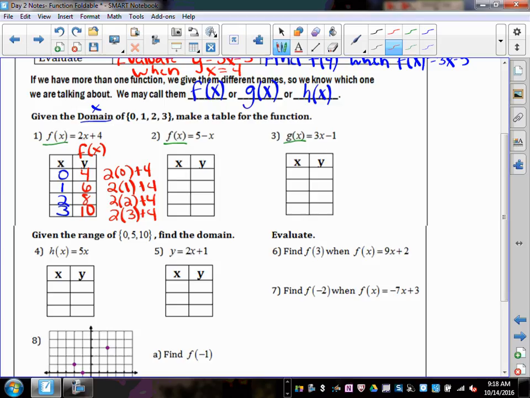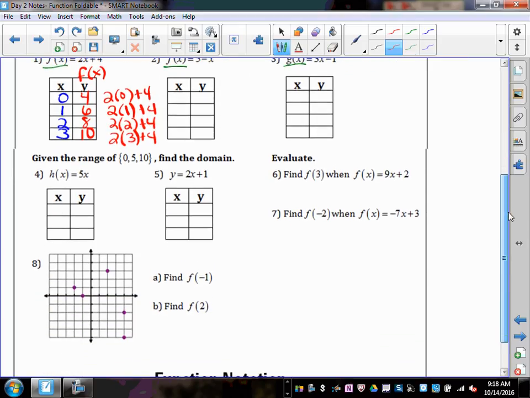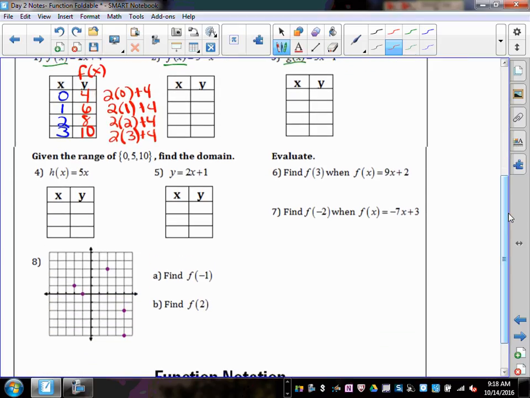Does that make sense there? Nothing's really changed, just different notation. All right, so now let's do number 4 here. Given the range, find the domain.